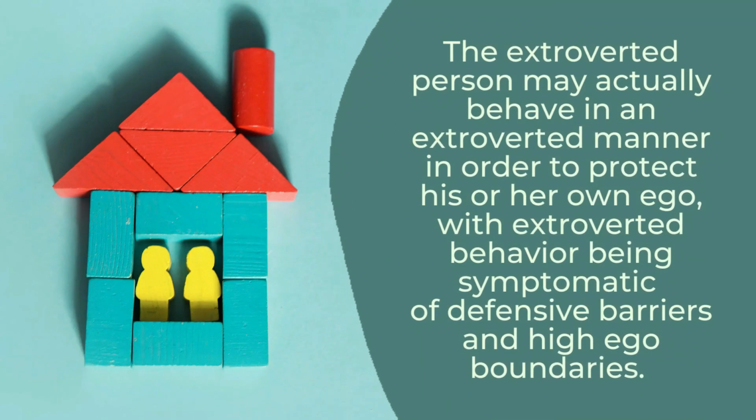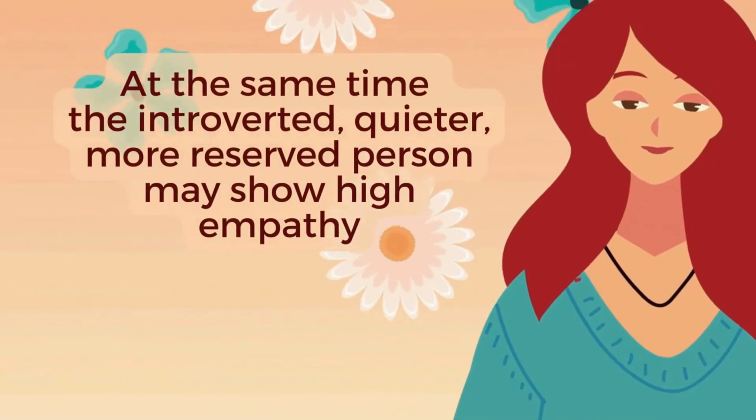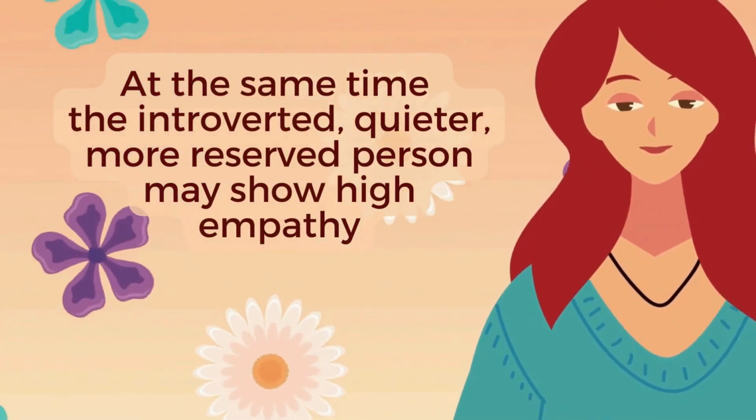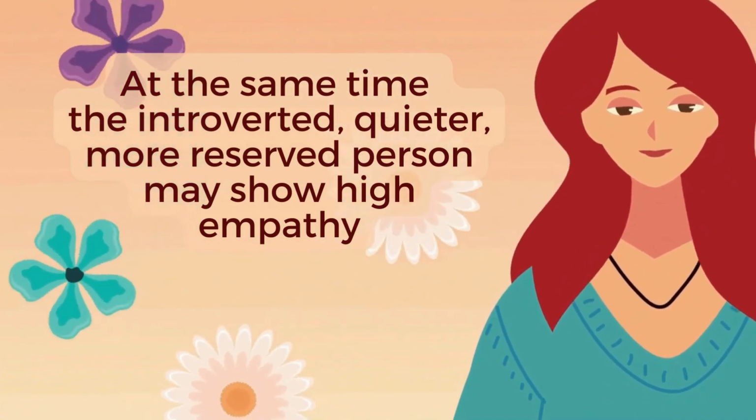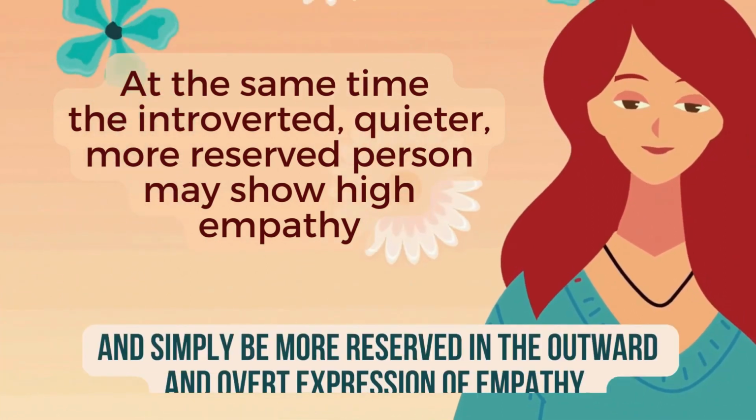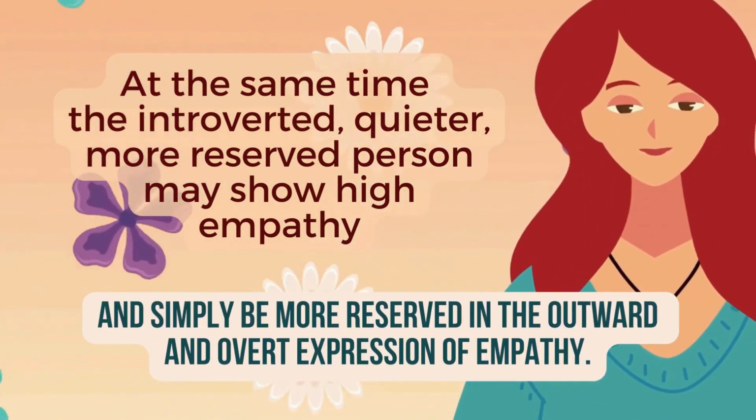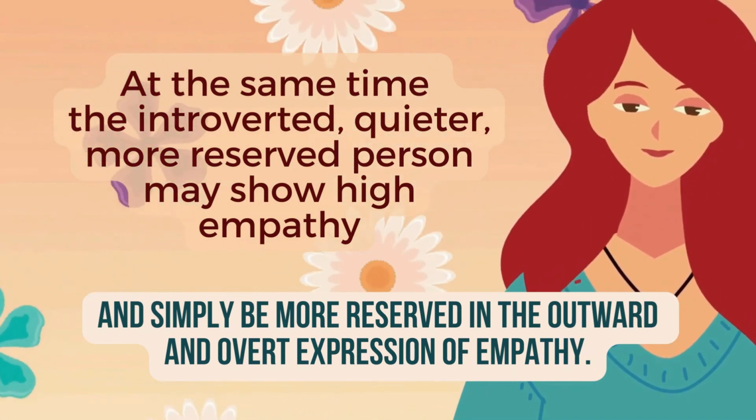Extroversion is commonly thought to be related to empathy, but such may not be the case. The extroverted person may actually behave in an extroverted manner in order to protect his or her own ego, with extroverted behavior being symptomatic of defensive barriers and high ego boundaries. At the same time, the introverted, quieter, more reserved person may show high empathy, an intuitive understanding and apprehension of others, and simply be more reserved in the outward and overt expression of empathy.